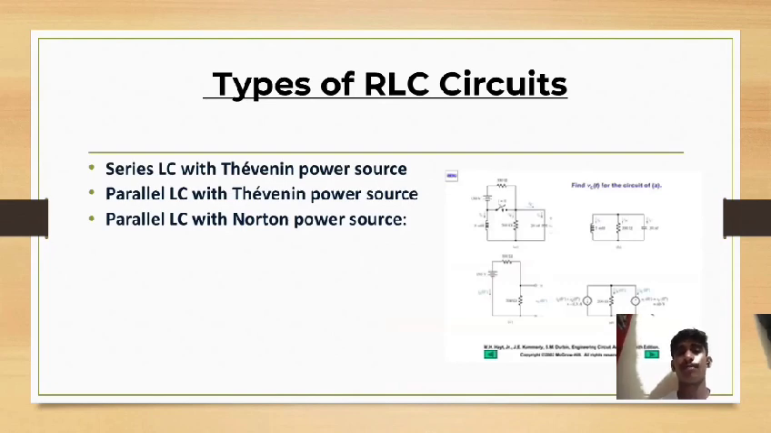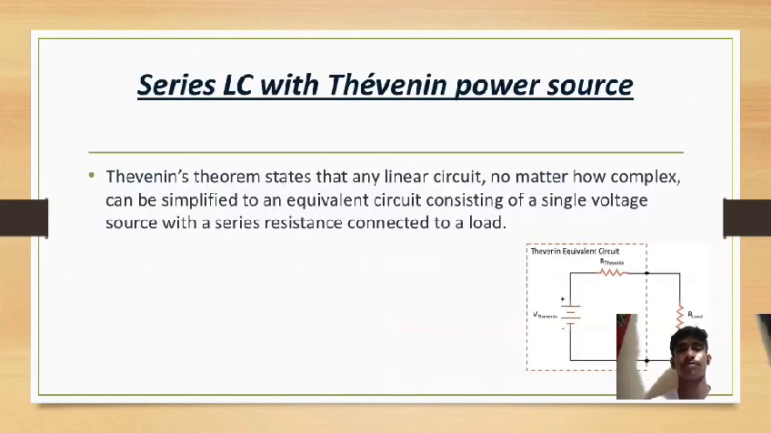What are the types? How many types of RLC circuit are there? There are three types of RLC circuit. First one is series RLC with Thevenin power source. Second one is parallel RLC with Thevenin power source. Third is parallel RLC with Norton power source. First one, series RLC with Thevenin power source.